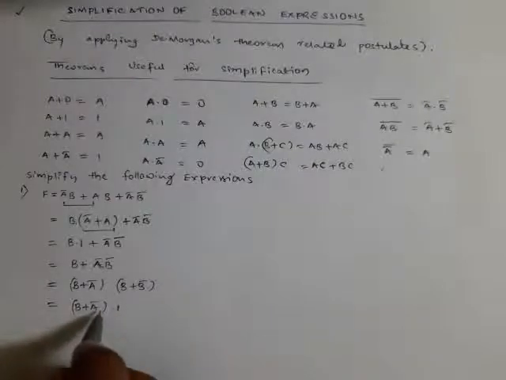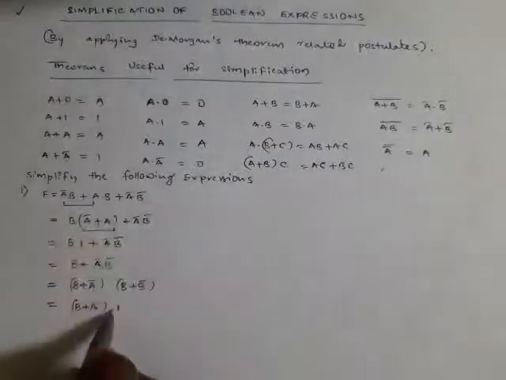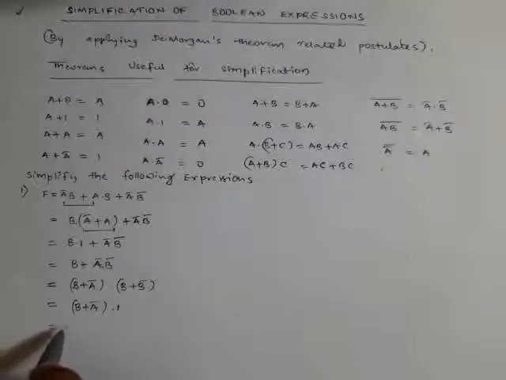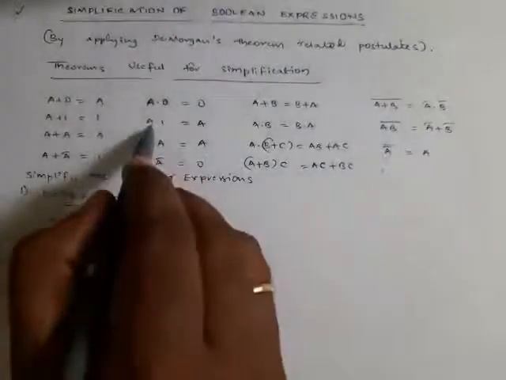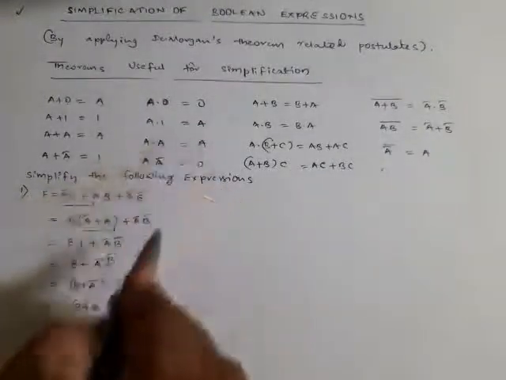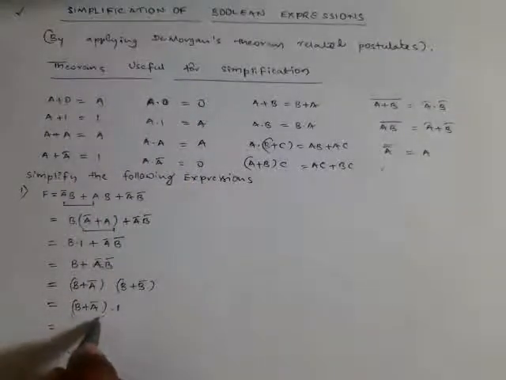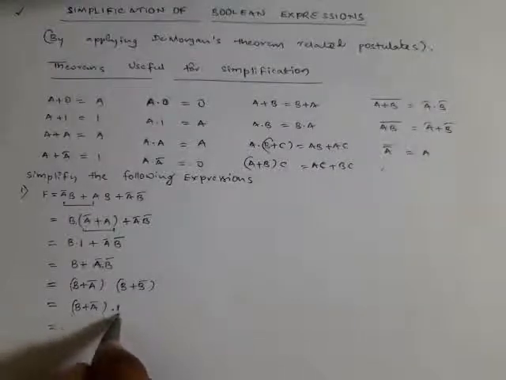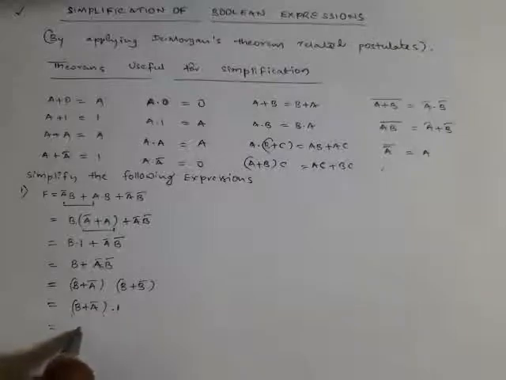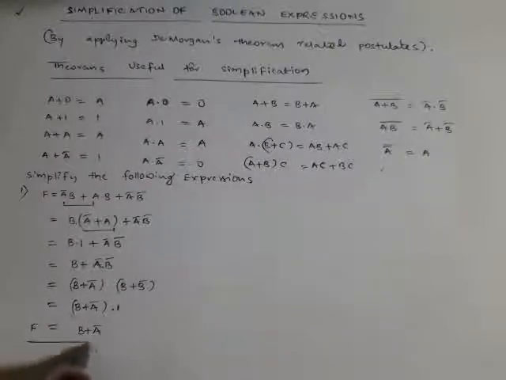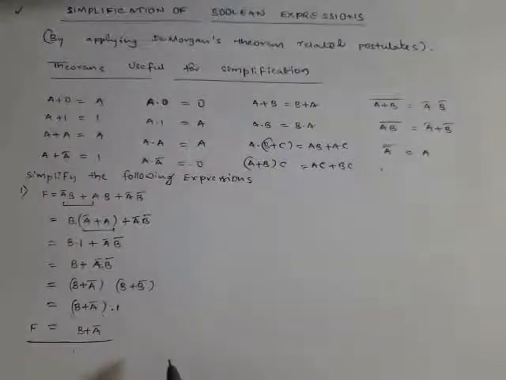And here again you can apply the rule that an AND operation performed between a variable and 1 equals the variable itself. Here the entire thing is treated as one variable. An AND operation between a variable and 1 gives the variable itself, which is b plus a bar. Now you can see that the function got simplified to b plus a bar.